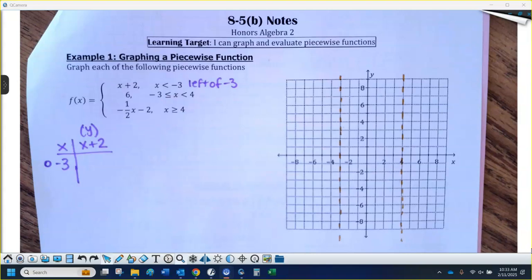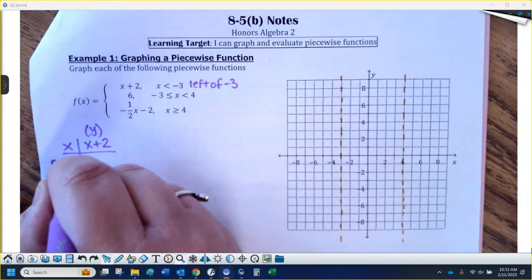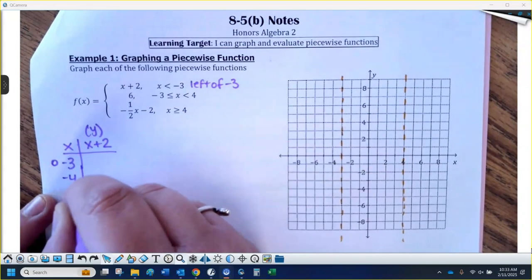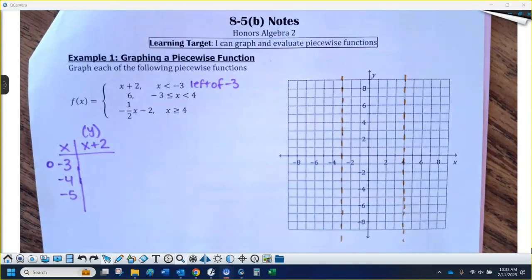So like -3, what would be another number that would be smaller than -3 or left of -3? -4, right? Just go to the left. You can put in whatever you want. I'm just going to do a couple points. So you can put in any number you want. Maybe try to go with numbers that would be on the graph. Like, I wouldn't plug in -100 because I wouldn't be able to see that on the picture I have here. But I'm just going to plug in a couple values.